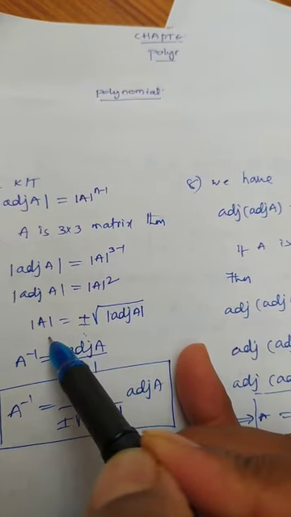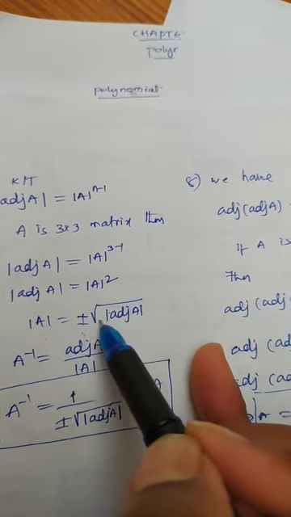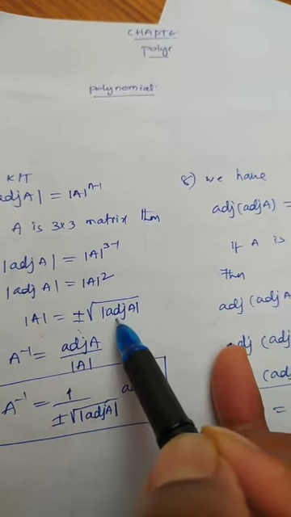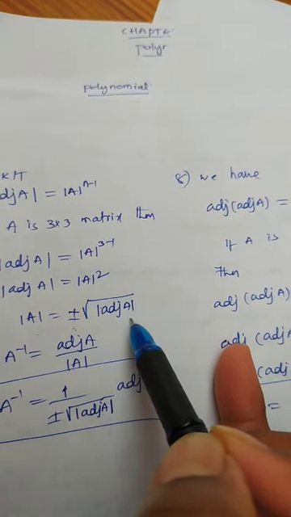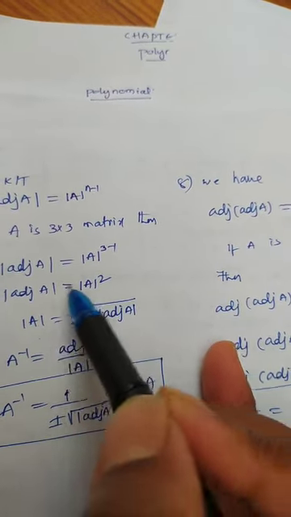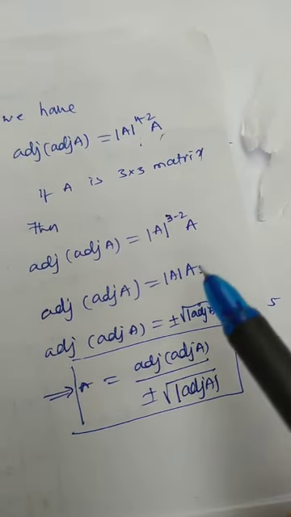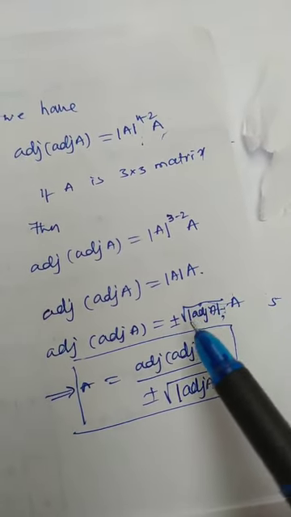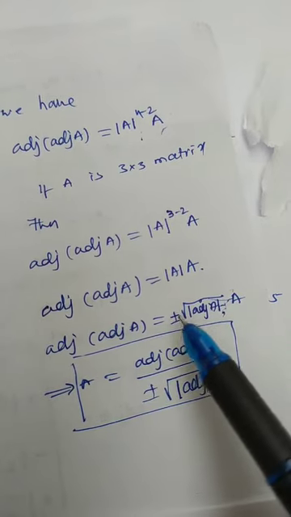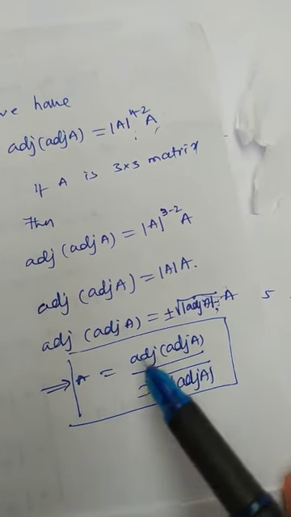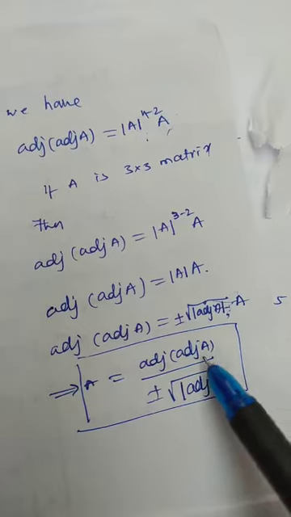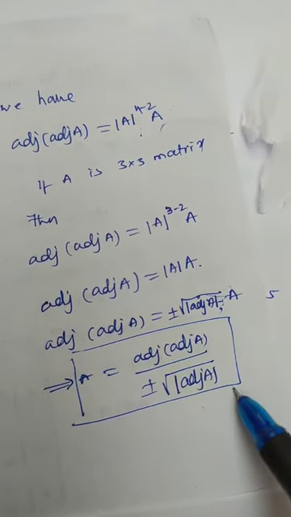So we can find det A by using det of adjoint A also. If you have adjoint A, we can find det A by using this formula. So here to find det A, I am using this root of adjoint A. So automatically, by sending it to the right hand side, you will get A equal to adjoint of adjoint A by plus or minus root of mod adjoint A.